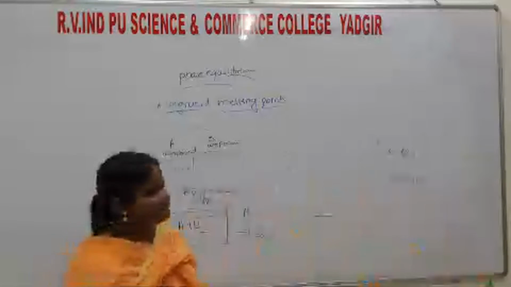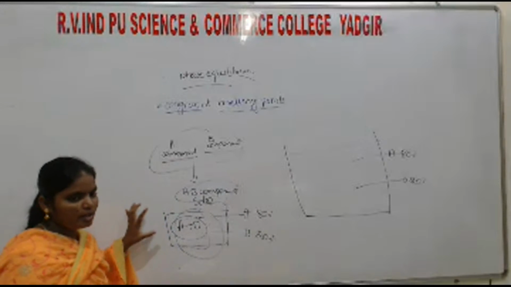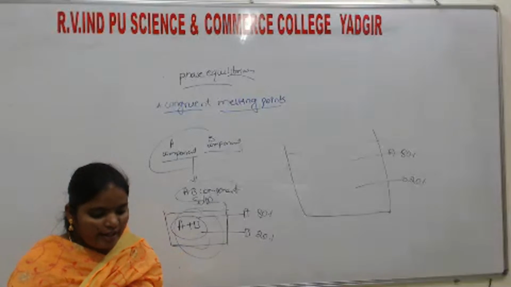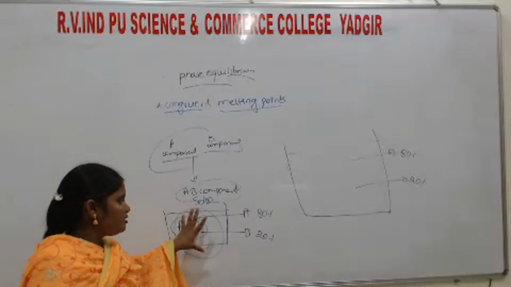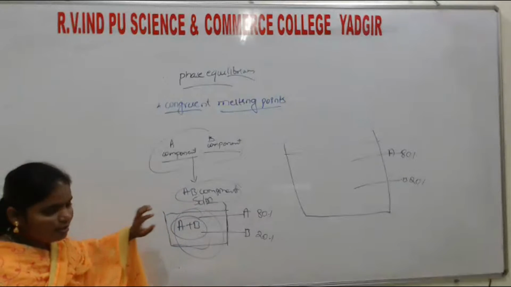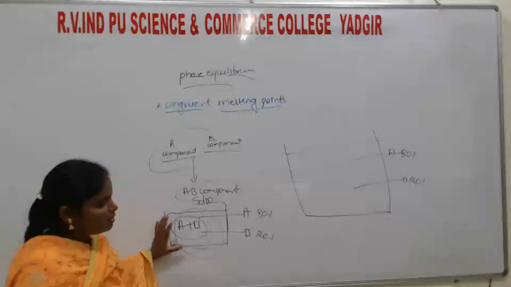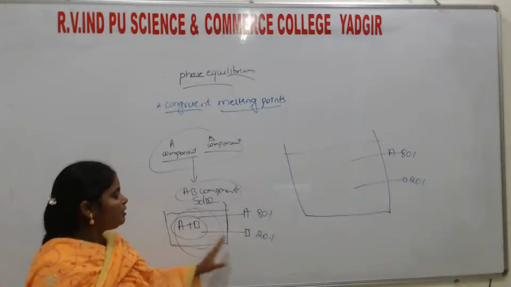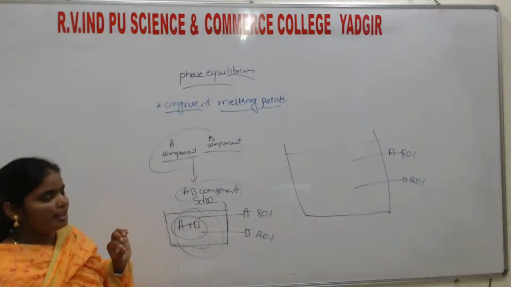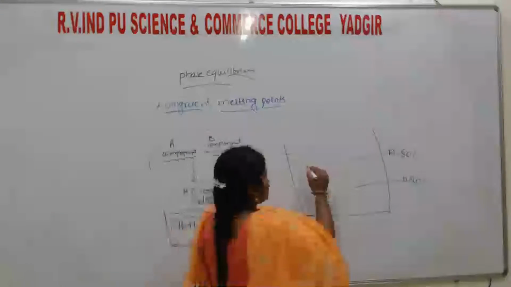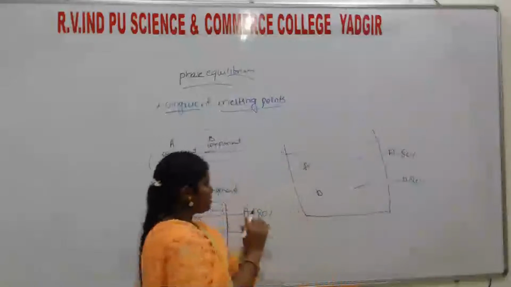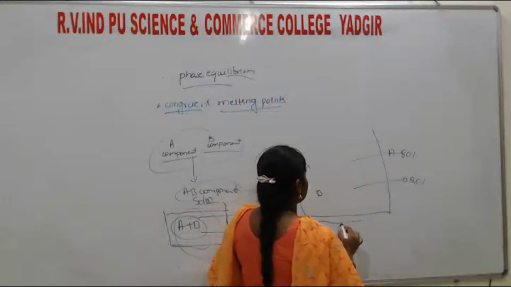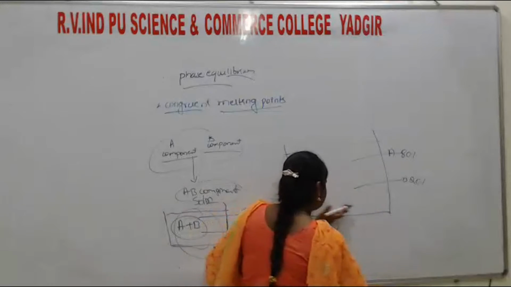Then I heat this. This is one case. They are not combined and do not react. They are only physically present in this system. Chemically, they do not react with one another. The A component and B component do not lose their identity. In the other case, again I take one A component and one B component in a container.